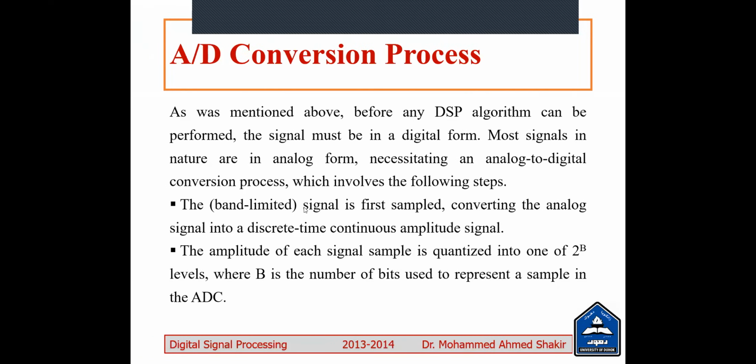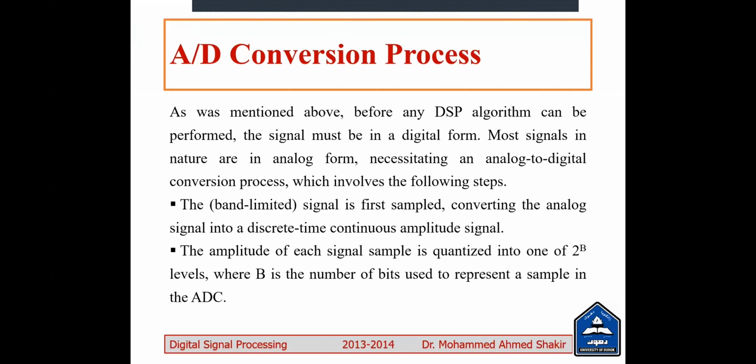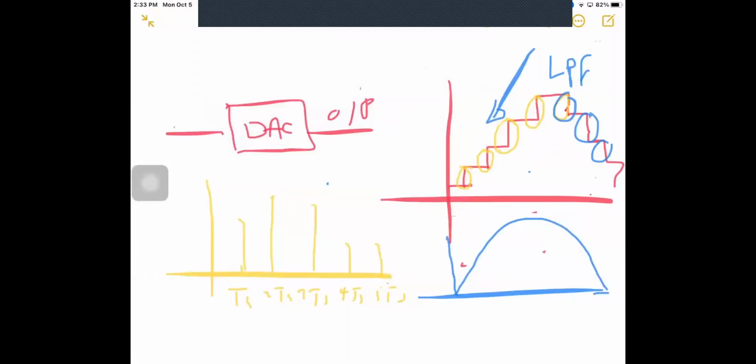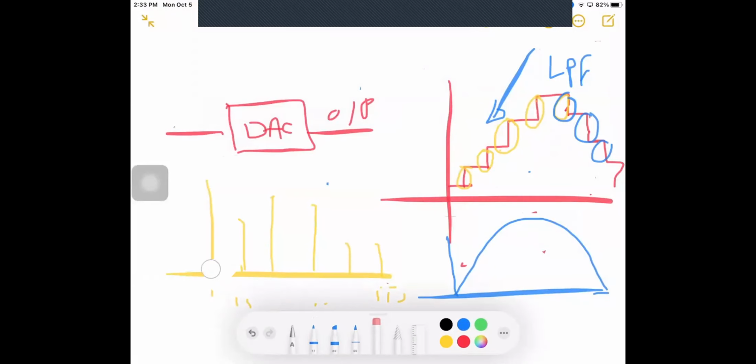The band limited signal is first sampled, converting the analog signal into a discrete time continuous amplitude signal. Now, again, we have to go to the iPad screen to illustrate what's going on. Let me show you what's going on using the sampling process or A to D converter. Now we are going to talk about the internal architecture of the A to D converter.